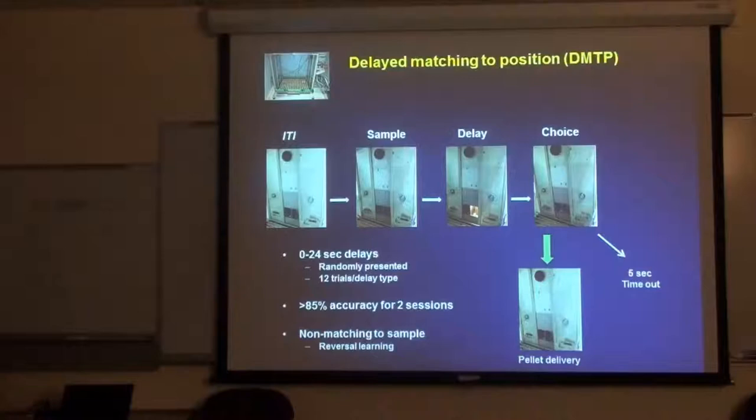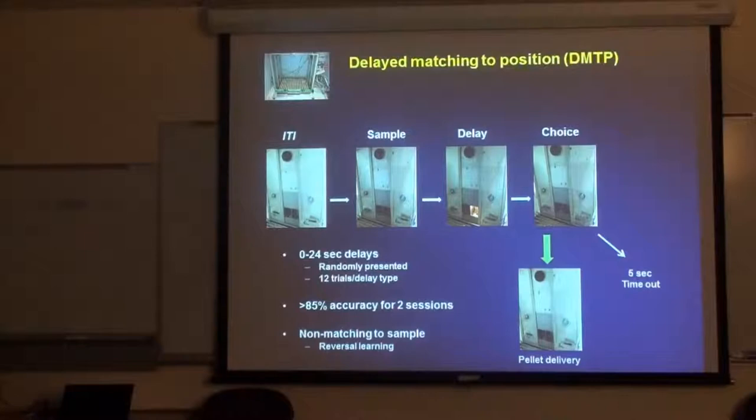And in the choice phase, both levers pop out, all right? His task is to respond to the lever that he saw before the delay. If he does that, he has correctly matched to the sample, and he's given a food reward. He gets a food pellet. If he's incorrect, he chooses the wrong lever, he goes into a timeout period where there's great shame, you've made an incorrect response, and you don't get your food pellet.